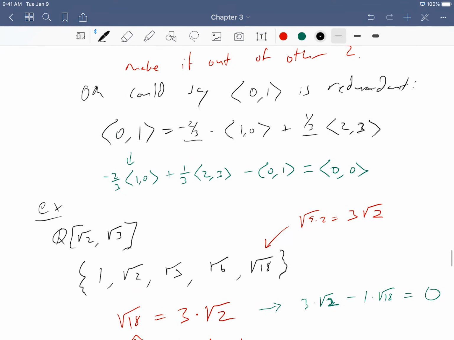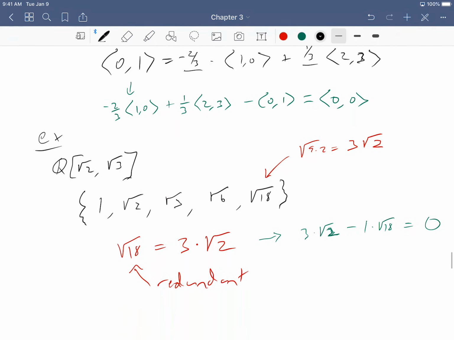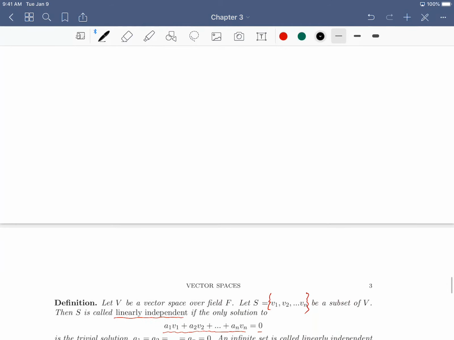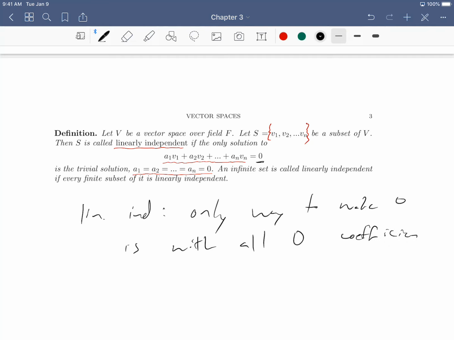So instead of talking about these redundancies, instead of saying I can already build that vector, what we do is show that we can build 0 out of the vectors that we have in a way that's not just using none of our building blocks. Okay, so it's linearly independent if the only way to make 0 is with all 0 coefficients.